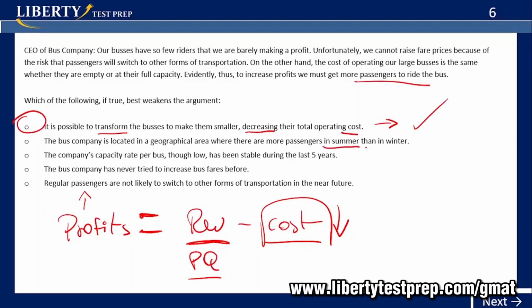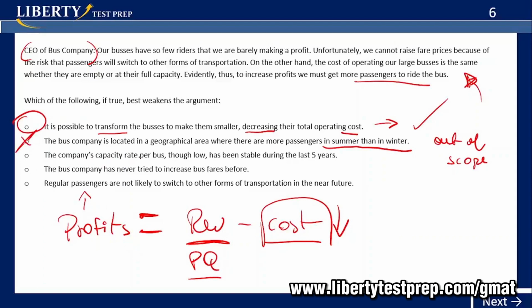Okay, this is out of scope because we don't care about this difference between summer and winter. Plus, we don't know if the CEO of this company is talking about the summer or the winter or both, right? So we don't know in which season we are right now. So that's out. Let us see.